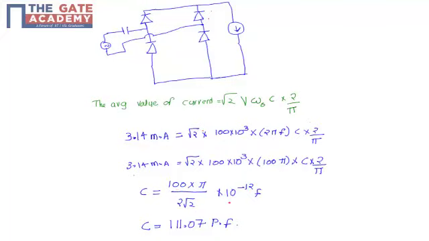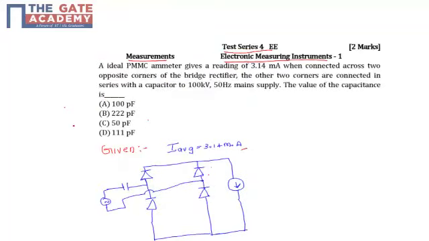10 power minus 2 is nothing but pico. So the value of the capacitor is 111.07 pico farad, which is approximately equal to option D.